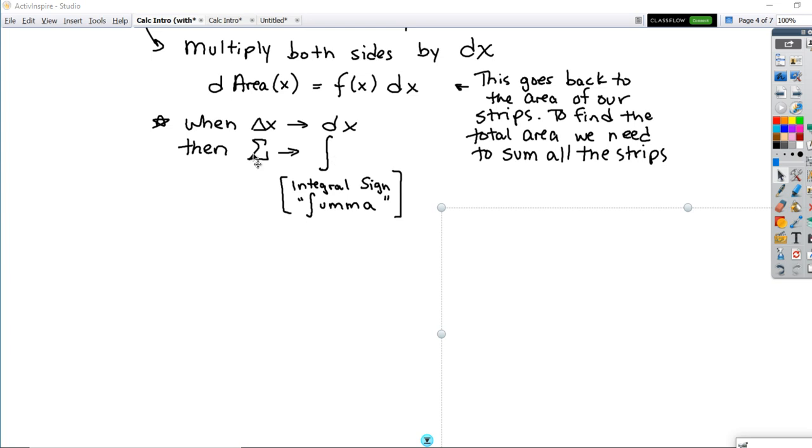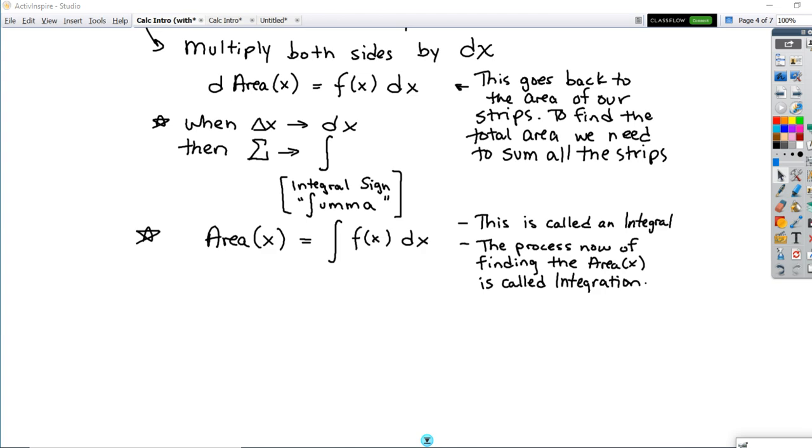So we are going to replace sigma with the integral sign because we're not going to actually discretely count and add all the little areas. So the area of x is equal to the sum, or in this case the integral, of f of x dx. This is called an integral. And the process of finding the area is the process of integration.